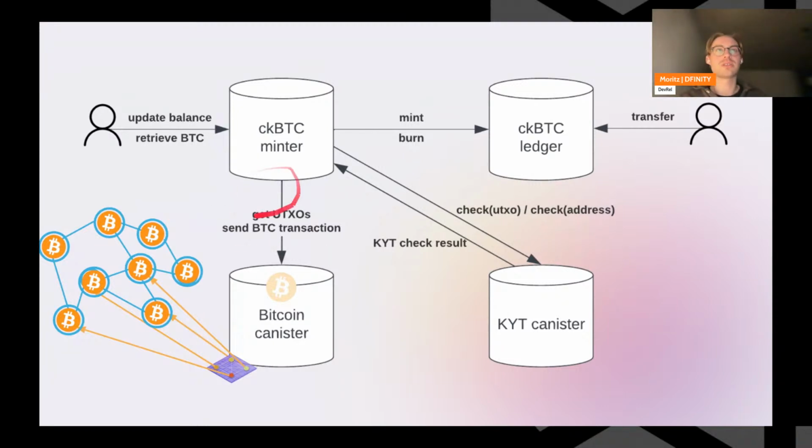All right, and then of course, what's also not shown here is that the CKBTC minter, before sending such a Bitcoin transaction, signs it using chain key signatures. In this case, I think it's actually threshold ECDSA signatures.